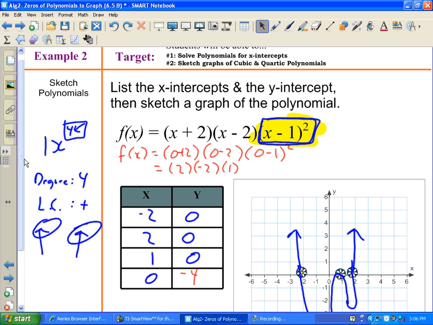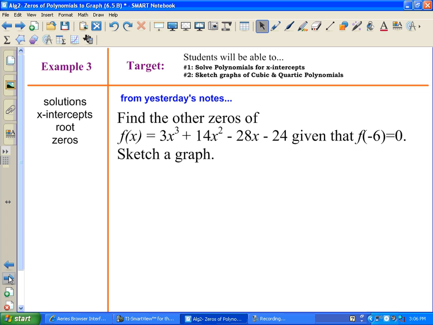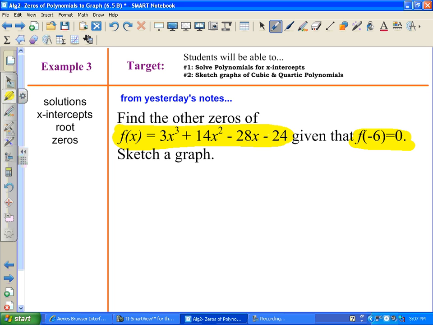All right, next up. This is what we did yesterday. Very similar to last homework assignment. F of x equals 3x cubed plus 14x squared minus 20x minus 24. And I've told you that f of -6 is 0. Last night, for most of the homework assignment, all you had to do was find the other zeros, and then we left it at that. Today, you've got to find the other zeros, and we're going to sketch the graph. Tell me all you know. Put it all together. See how it all fits.